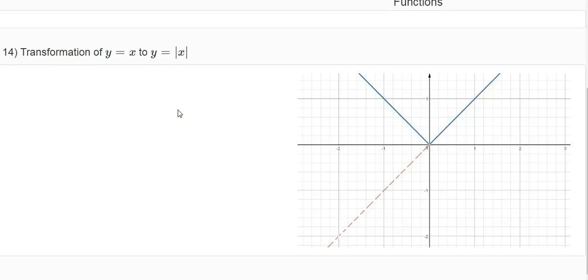Now let us consider the graph of y is equal to modulus of x. We had initially drawn that graph from the definition of y is equal to modulus of x. But this time we will try to draw the graph of y is equal to modulus of x from the graph of y is equal to x. So this is the graph of y is equal to x.